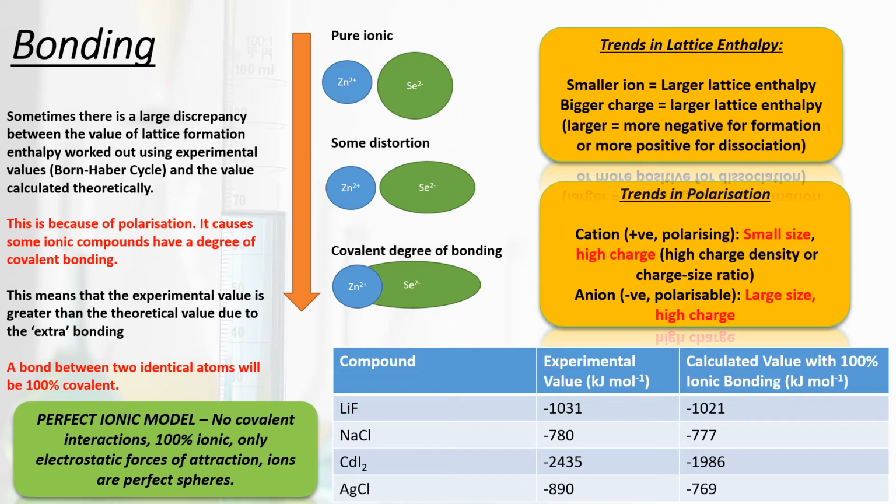So again, the charge is electrostatics. The small size, similar to what we've seen before: if it's very, very small, it can get very close to the anion. It can approach it much more closely, and therefore it's got much more chance of overlapping with that distorted electron cloud.